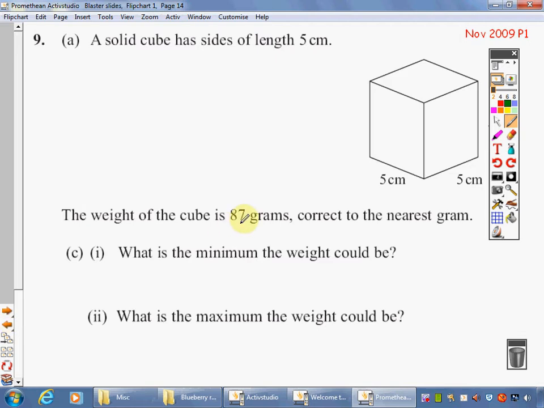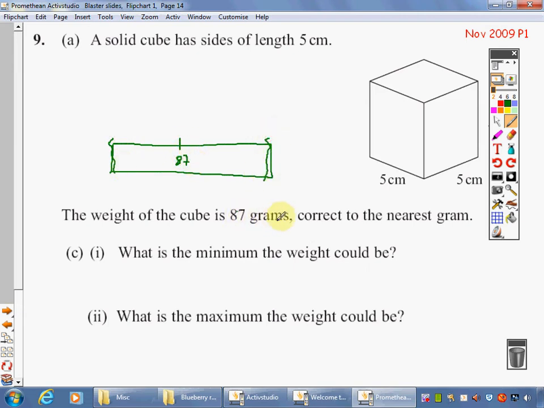The weight of the cube is 87 grams correct to the nearest gram. What is the minimum weight it could be? What is the maximum weight it could be? We're working to the nearest gram. We're told it's 87. I always get my students just to draw out a little part of a ruler. If you can imagine a ruler, you've got 87 there.